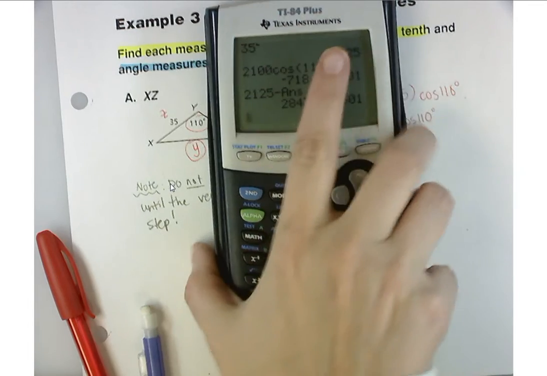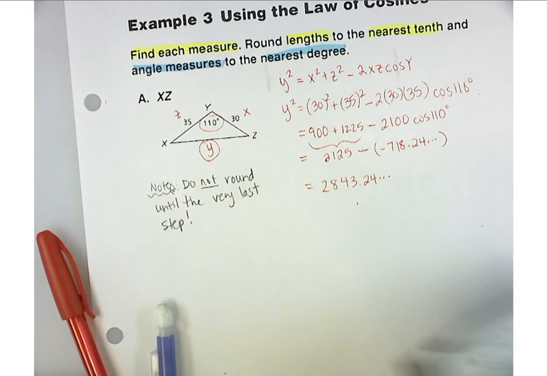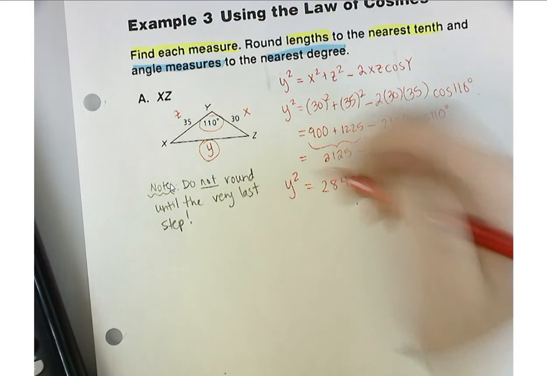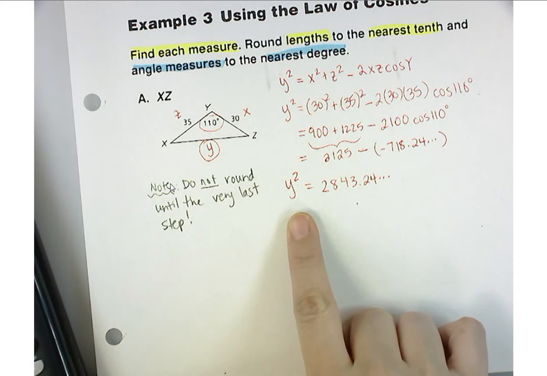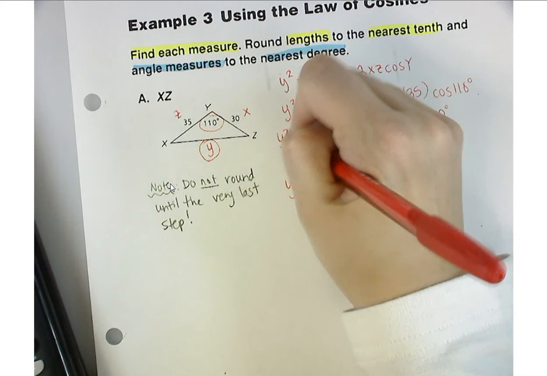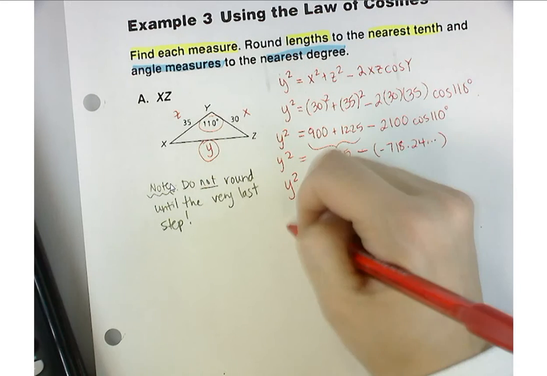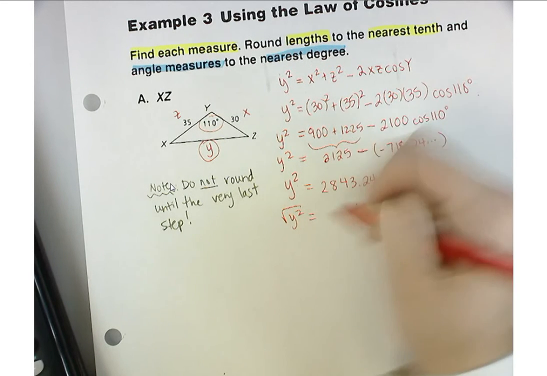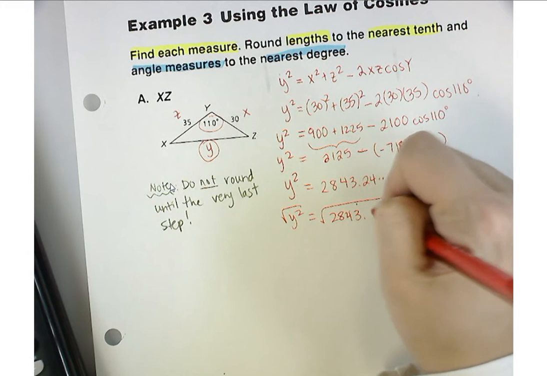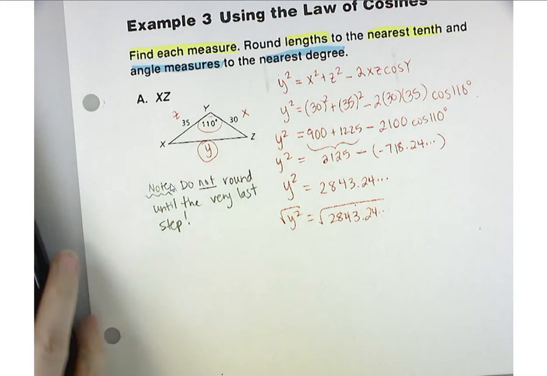Okay, and then that's equal to y squared. So what we want to know is y. So then what do we have to do to both sides? We're going to take the square root. Okay, so when you square root both sides, this is another one where you're going to want to use your answer key.